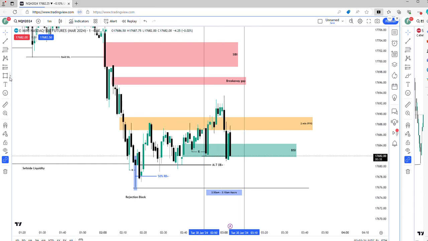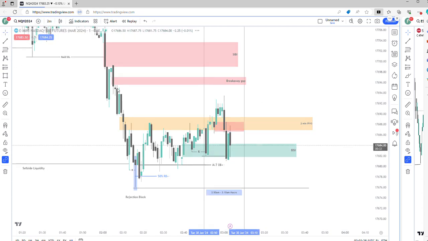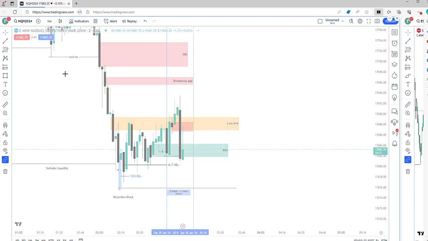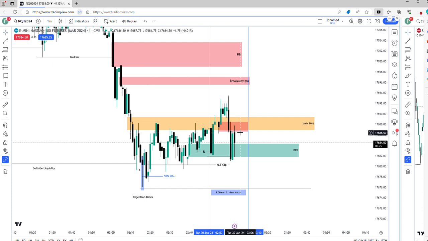This candle here. And what's interesting, on the 1 minute, we've closed above this 2 minute gap. Let's see what the 2 minute has in store. On the 2 minute, we have closed above as well, which is quite interesting. So we're just going to watch price action now.